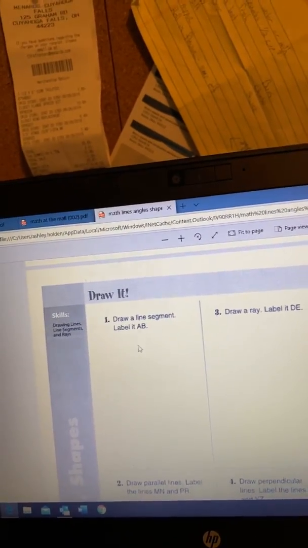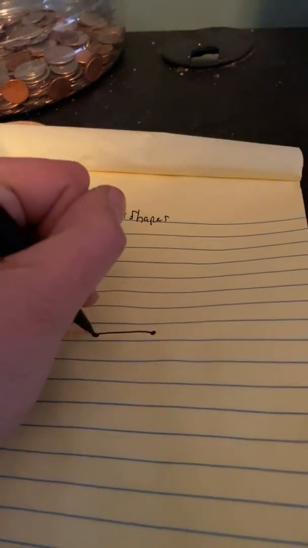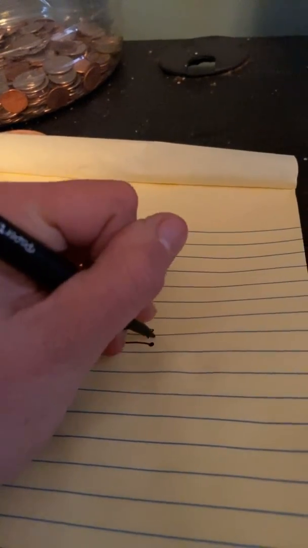Okay, down here for your next page where I want you to draw it, the first thing I want you to do is draw a line segment. Like I said earlier, line segments have an endpoint on both sides. So it would look like this, and we're going to label it A, B.